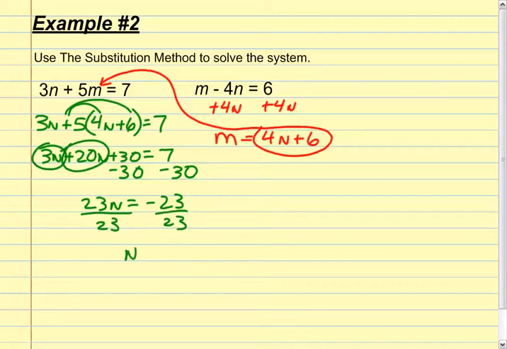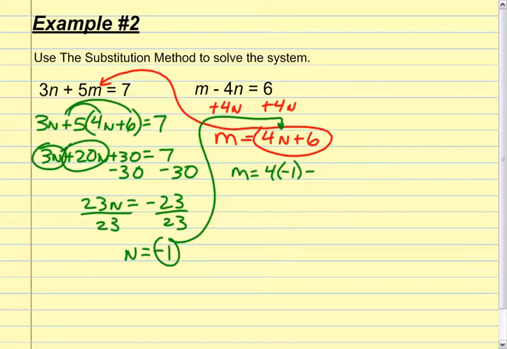Now, from there, where do I go? For m equals 4n plus 6, you can plug -1 in for n. Yeah. All right, because we know that's what it equals. So 4 times -1 plus 6, what do we get? So you get -4 plus 6, and that equals? Good.